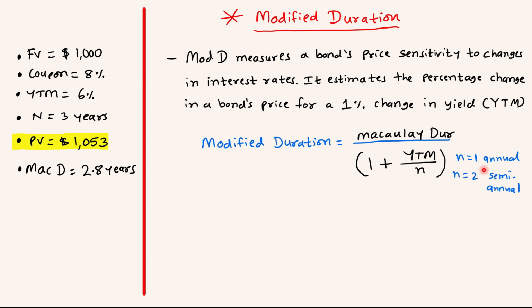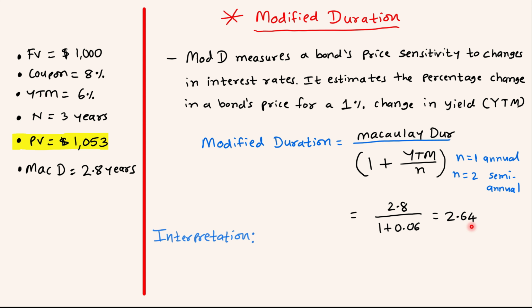And remember, if you have annual payments, n should be equal to 1, but if you are doing semi-annual, you want to divide it by 2. So you have 2.8, and we have an annual paying bond, annual coupon bond, so it's going to be 1.06. So you're going to get 2.64 as your modified duration.